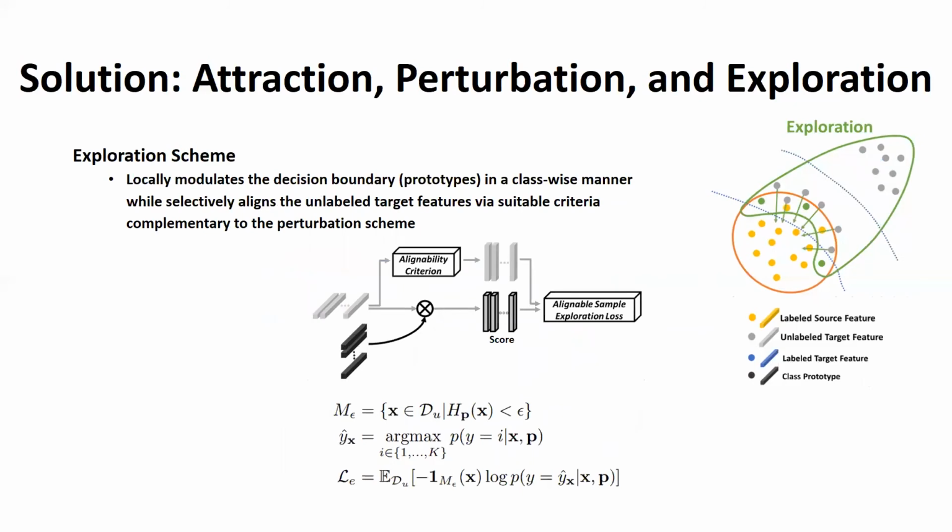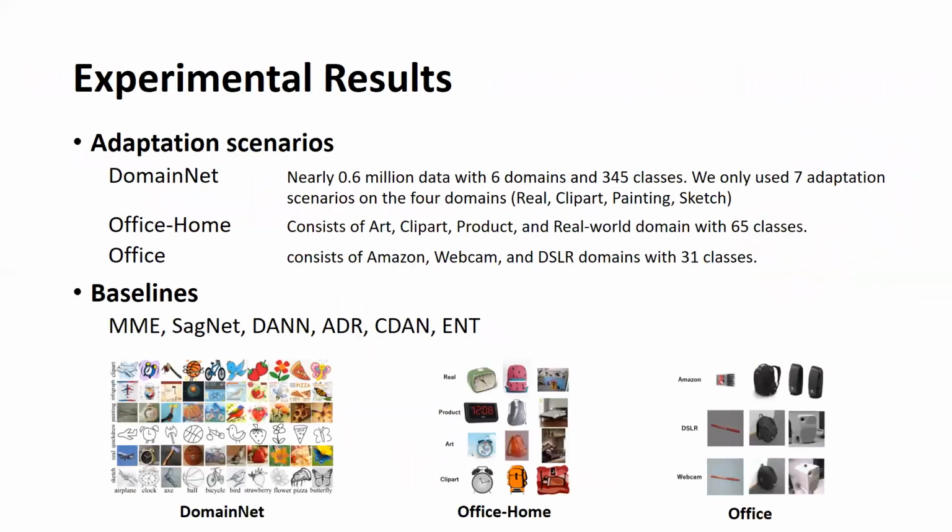The exploration scheme aims to locally modulate the prototypes in a class-aware manner, complementary to the attraction scheme, while selectively aligning the unlabeled target features via suitable criteria complementary to the perturbation scheme. To practically achieve this, we selectively collect unlabeled target data with its element-wise entropy less than a certain threshold, then apply a cross-entropy loss with the class of the nearest prototype.